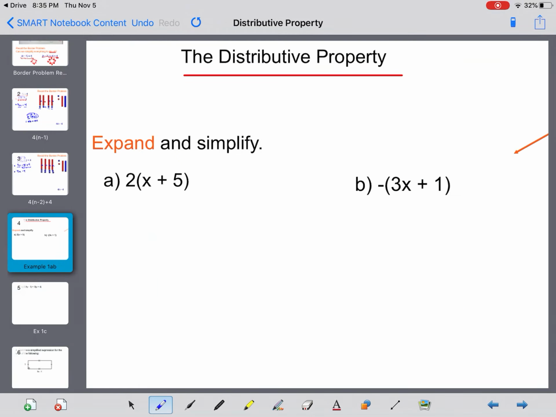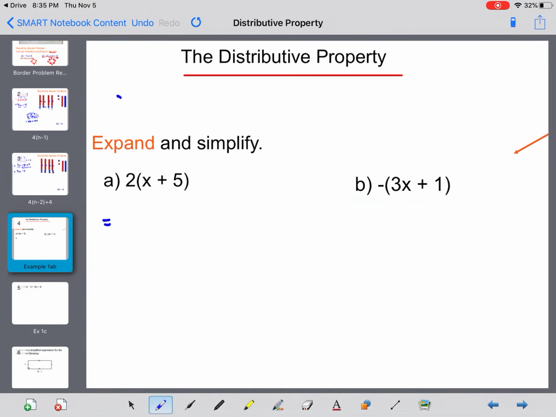Okay, so let's do some examples of this distributive property thing. So here we're going to expand and simplify. What that means, expand, it just means you're getting rid of the brackets because you're multiplying in, so you want to get rid of the brackets.